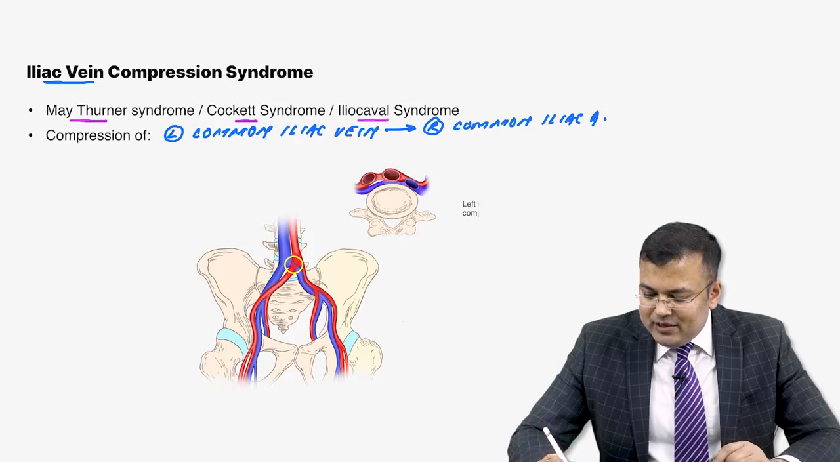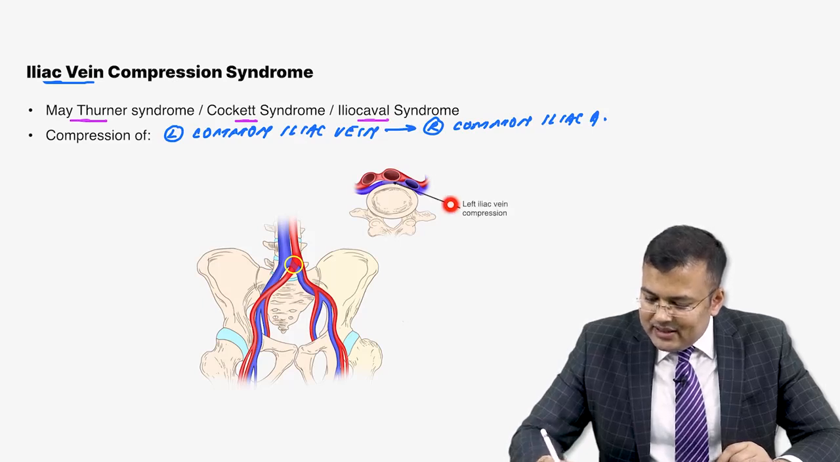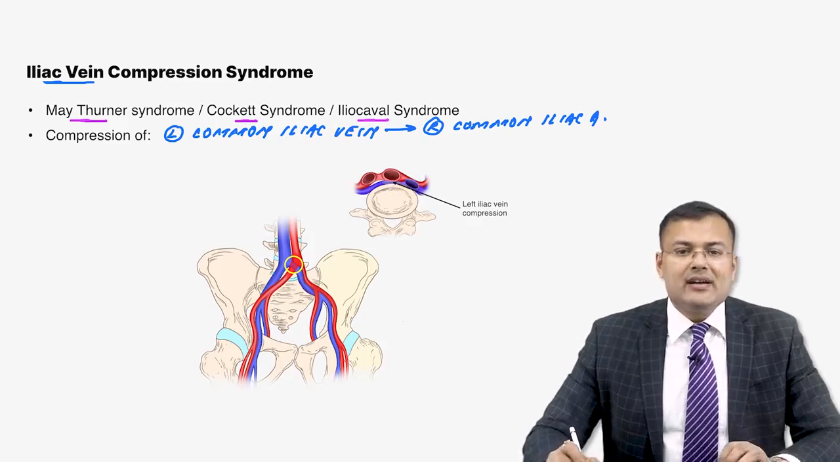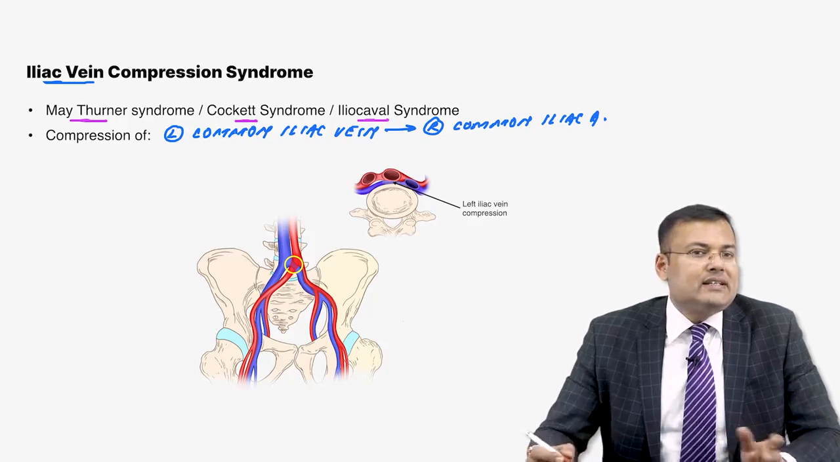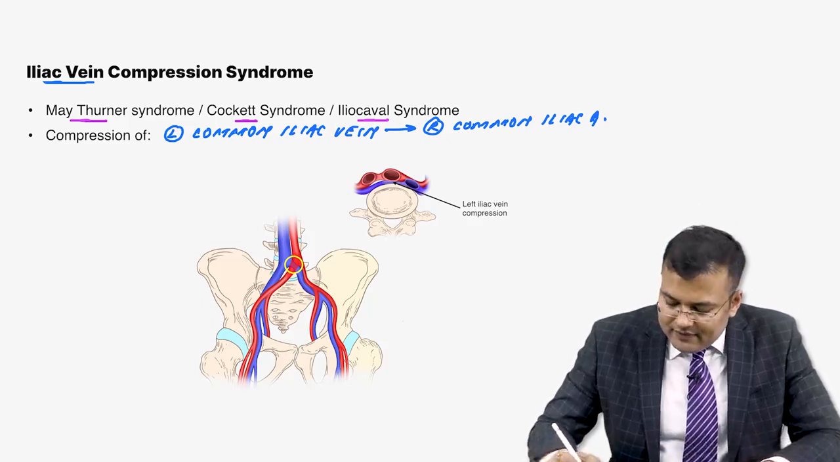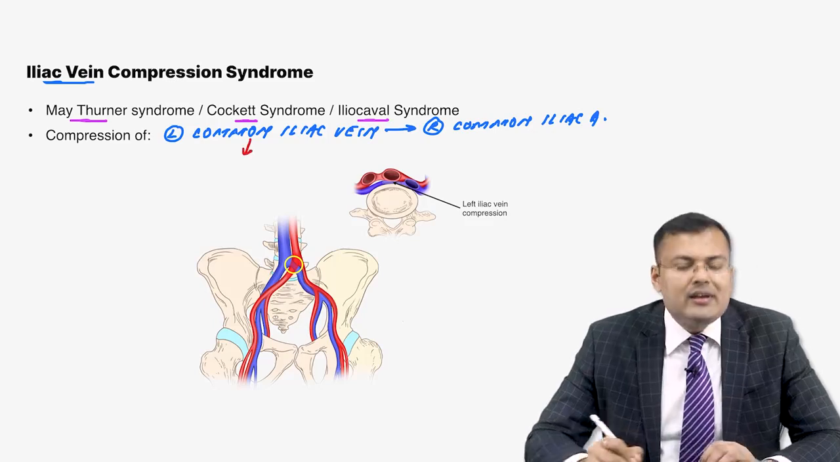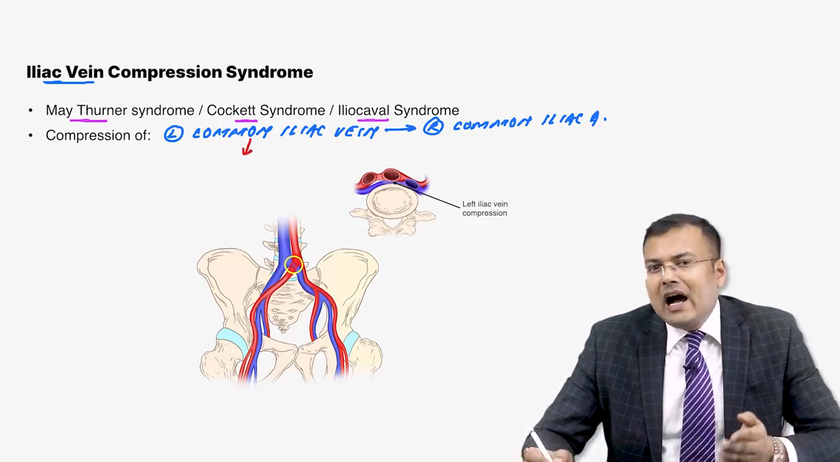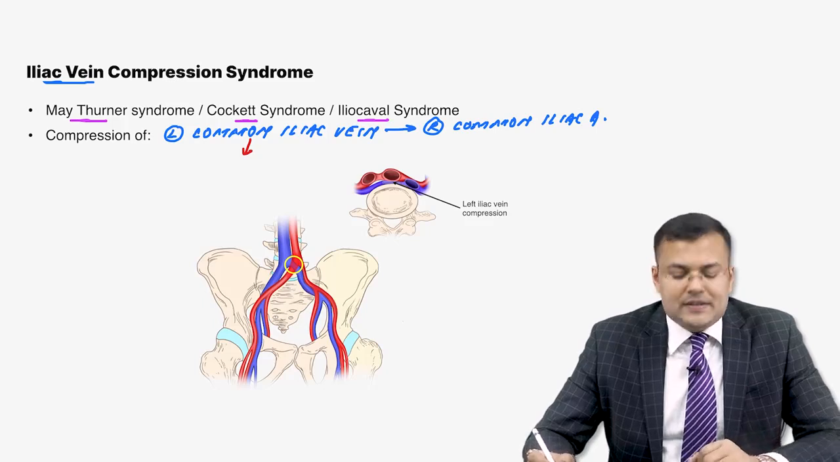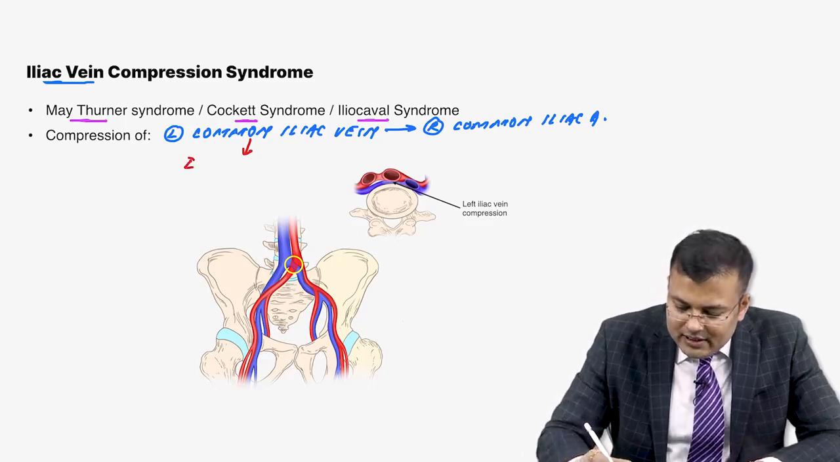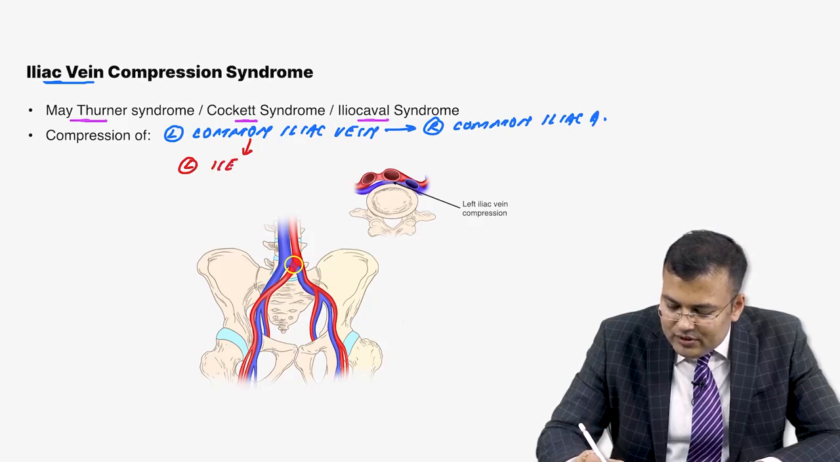So what will happen ultimately, you can see here, this left common iliac vein is compressed by the overriding right common iliac artery. If a vein is compressed, obviously there is increased risk of DVT. So because of compression of this vein, it can cause left iliofemoral vein thrombosis.